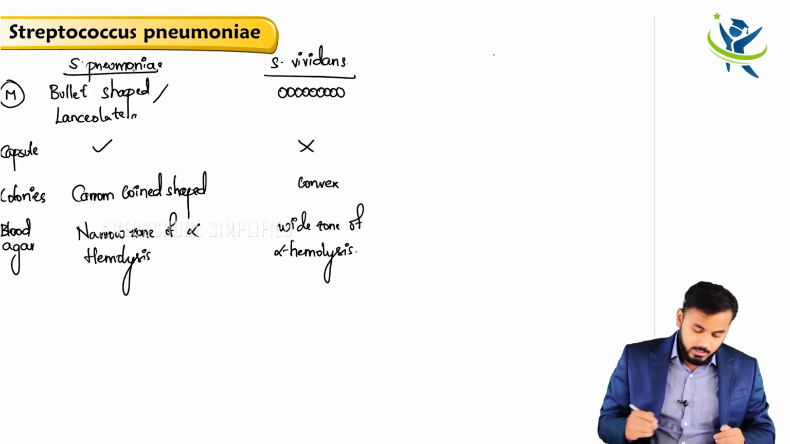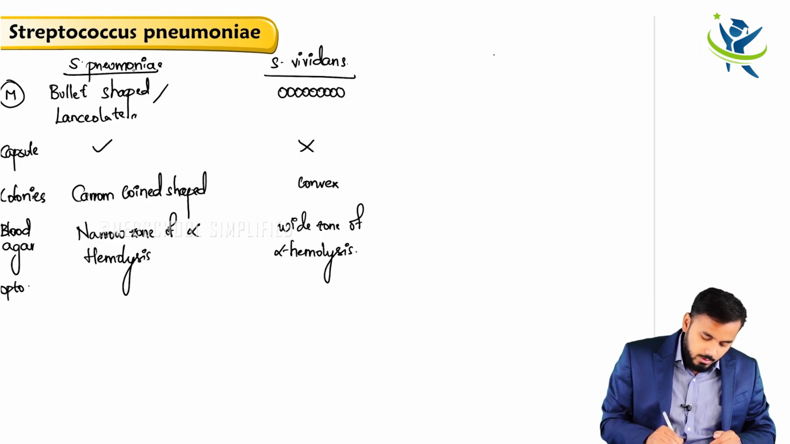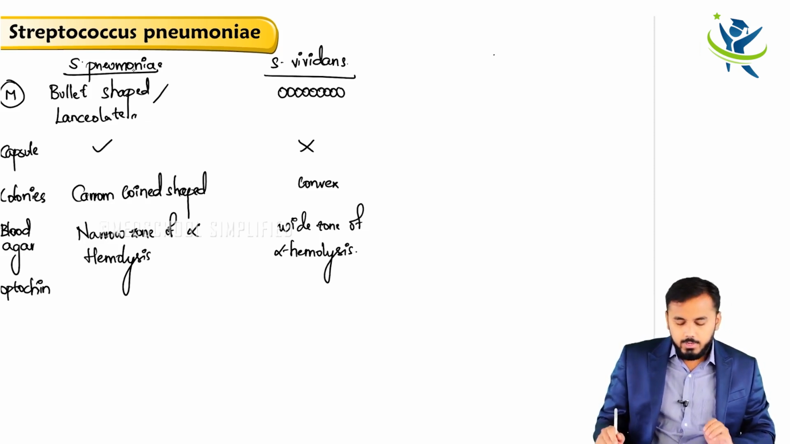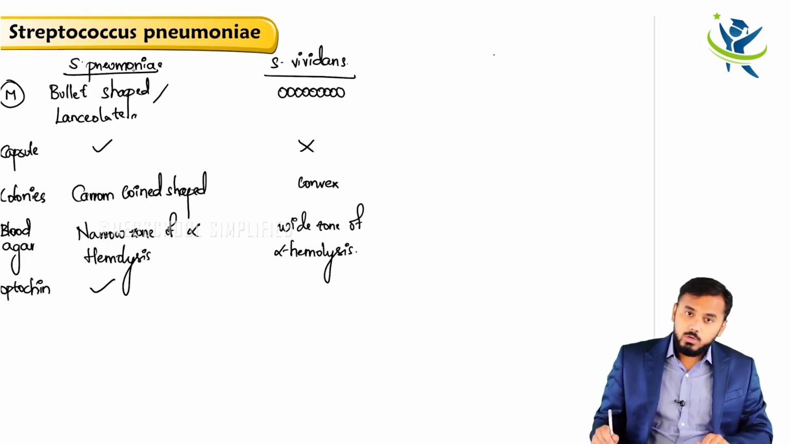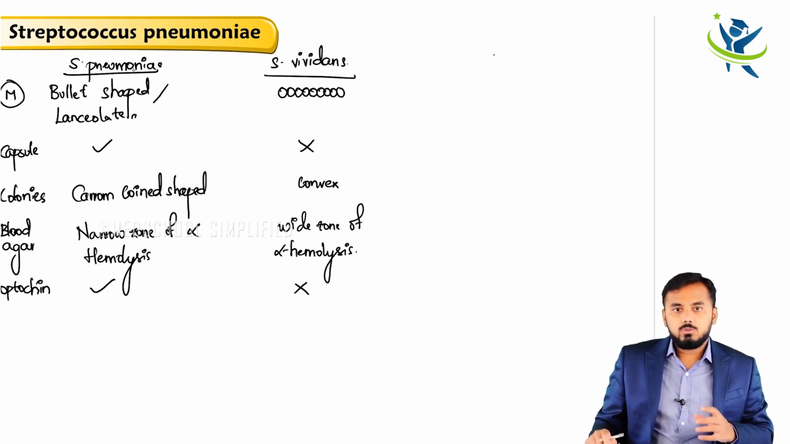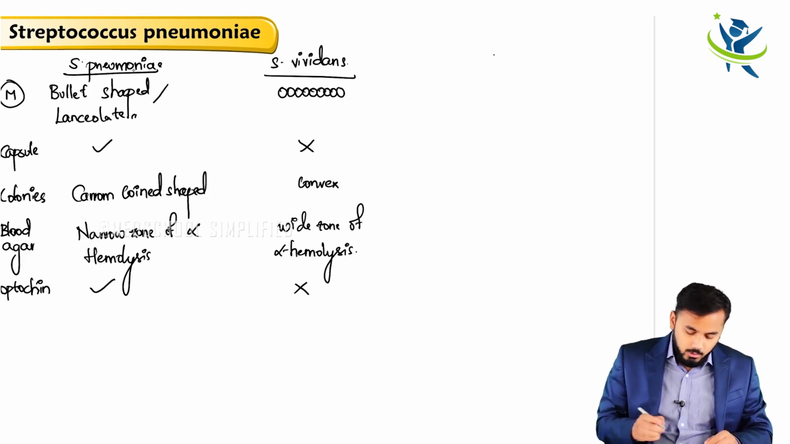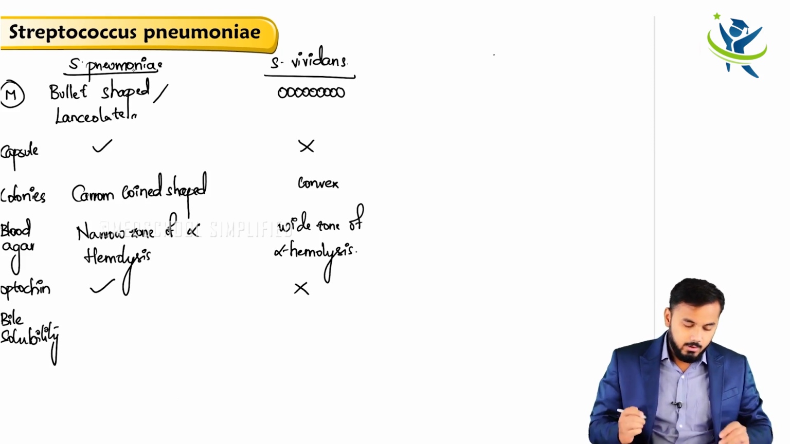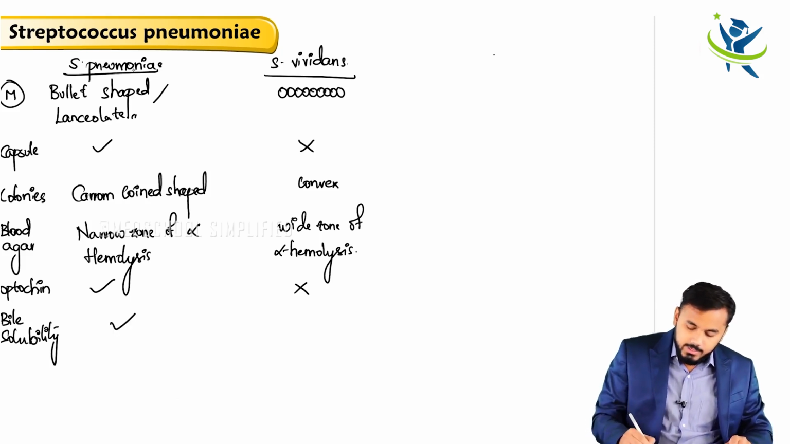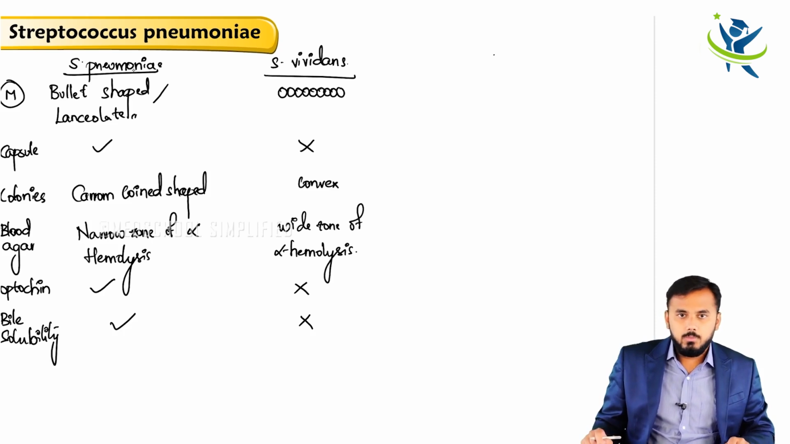When you come to sensitivity, there is optochin sensitivity, right? Is Streptococcus pneumoniae optochin sensitive or resistant? Obviously, it is optochin sensitive, whereas Streptococcus viridans is not optochin sensitive, so it is called optochin resistant. When you look at bile solubility, whether the bacteria is soluble in bile or not: Streptococcus pneumoniae is soluble in bile, whereas Streptococcus viridans is not. It does not show the property of bile solubility.